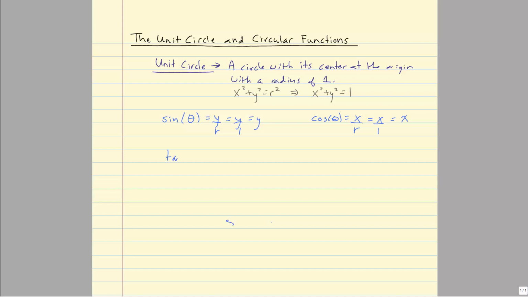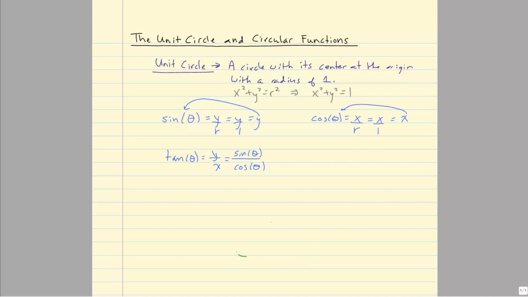Now we can do this with our other trig functions as well. Let's do tangent of theta. If you recall, tangent of theta, that was y over x. Now there's no r to replace here, so that ratio stays the same. But if we look up here, y is equal to sine, and x is equal to cosine. So remember, tangent theta can also be rewritten as sine theta over cosine theta.